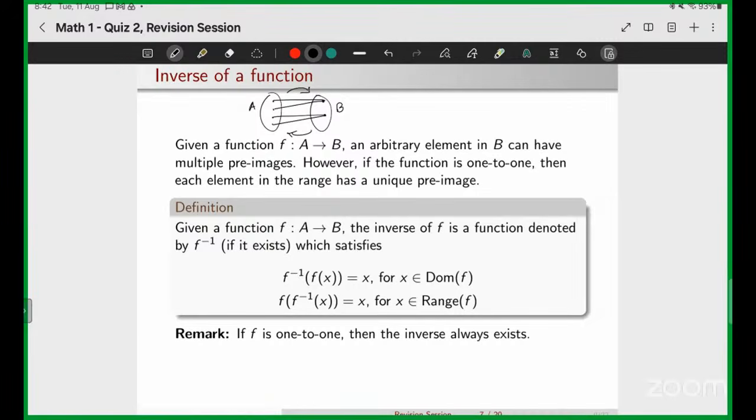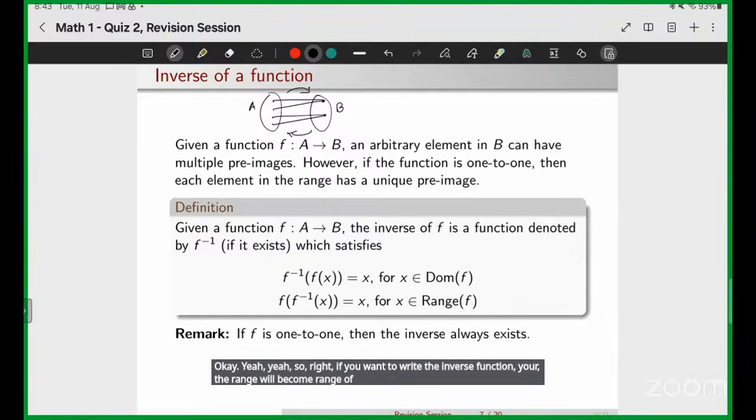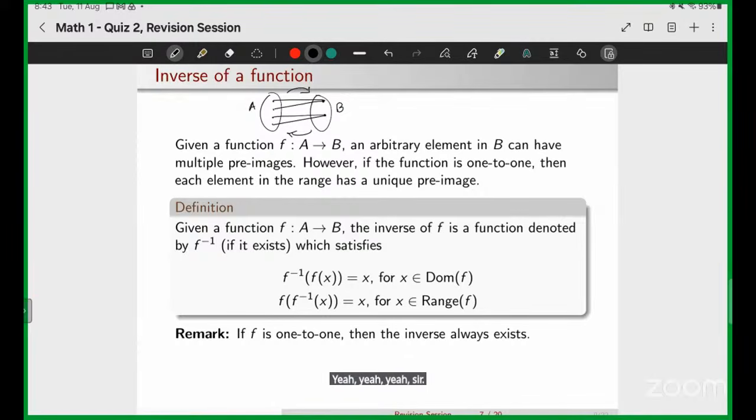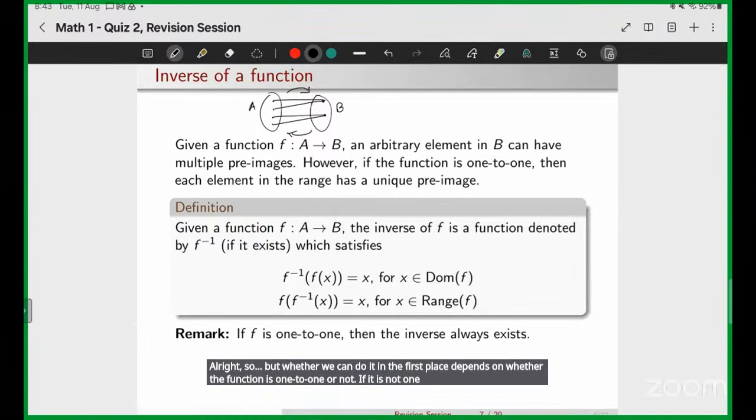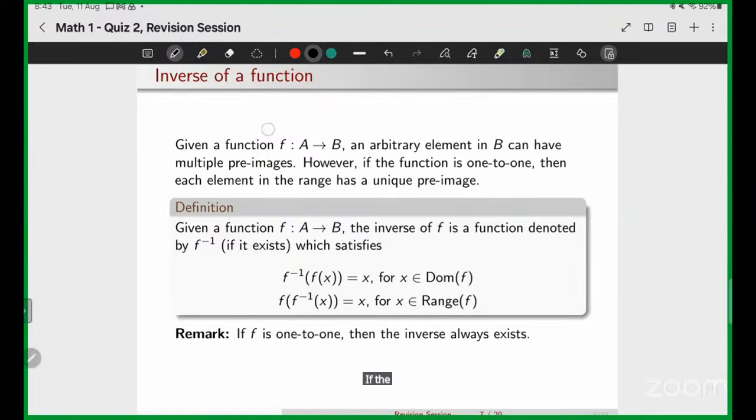Sorry, are you talking about this inverse of a function itself? Yes. So if you want to write the inverse function, the range of f becomes the domain of f inverse. But whether we can do it in the first place depends on whether the function is one-to-one or not. If it is not one-to-one, there is no unique way to associate an output with an input variable, right? So first of all, we have to check that the function is one-to-one.